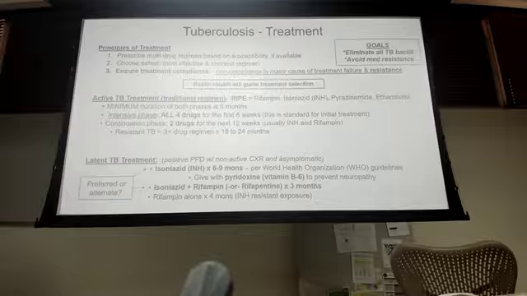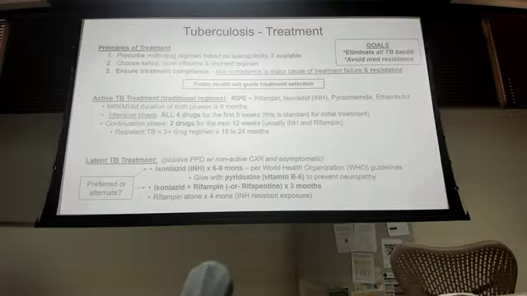Latent TB, so which phase? The latent, right? So this is going to be symptomatic or asymptomatic? Typically asymptomatic, right? You're going to have a positive PPD with non-active chest x-ray. If they have an active chest x-ray, we're going to go ahead and treat them like active TB, okay?